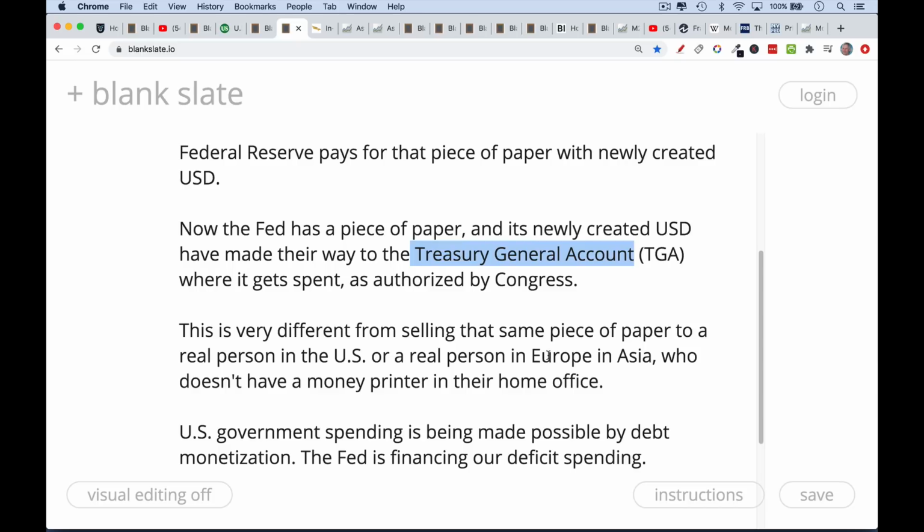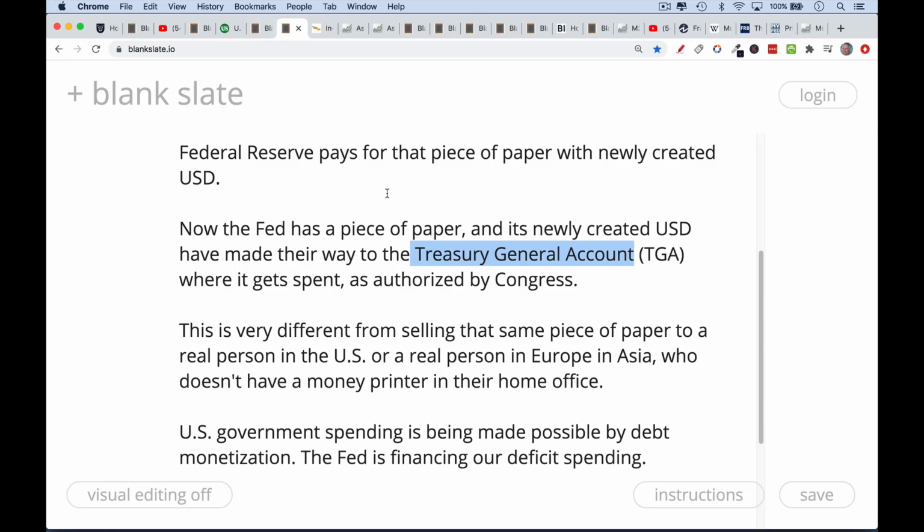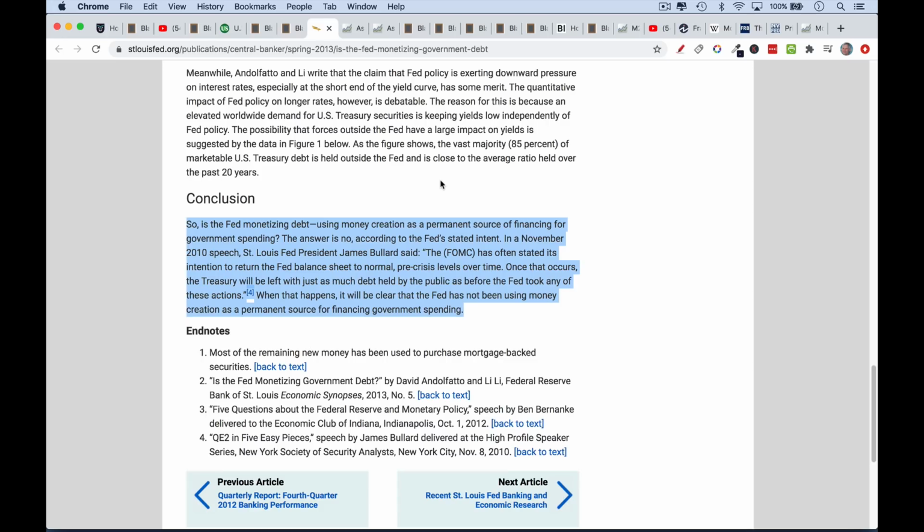a money printer. And so what we can say is that all this government spending that we were talking about is being made possible by debt monetization. What's debt monetization? That's just when the central bank buys up the debt that's being issued by the federal government. In other words, you'll often hear this, the Fed is financing our deficit spending because we're spending more than we're bringing in taxes. Now, the Federal Reserve has tried to deny this many times.